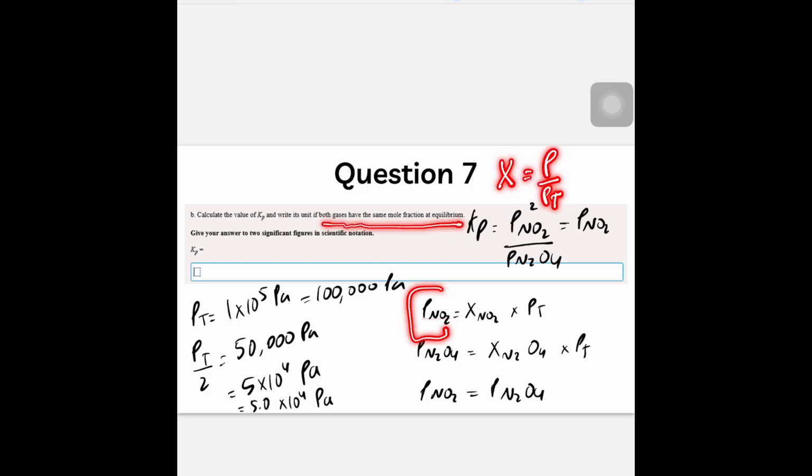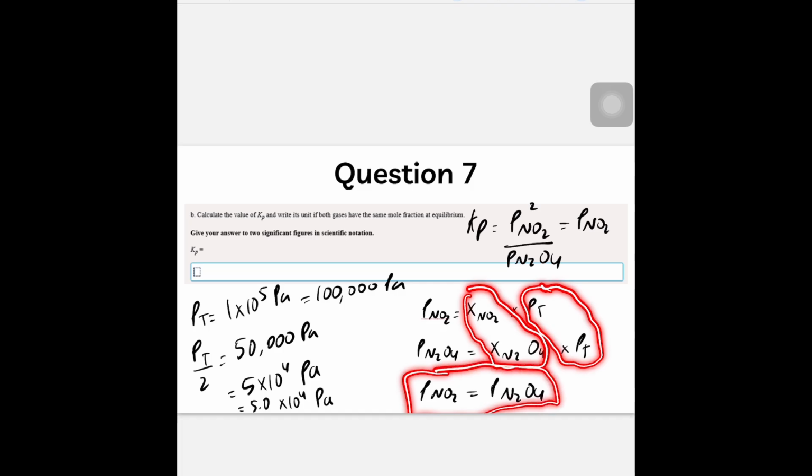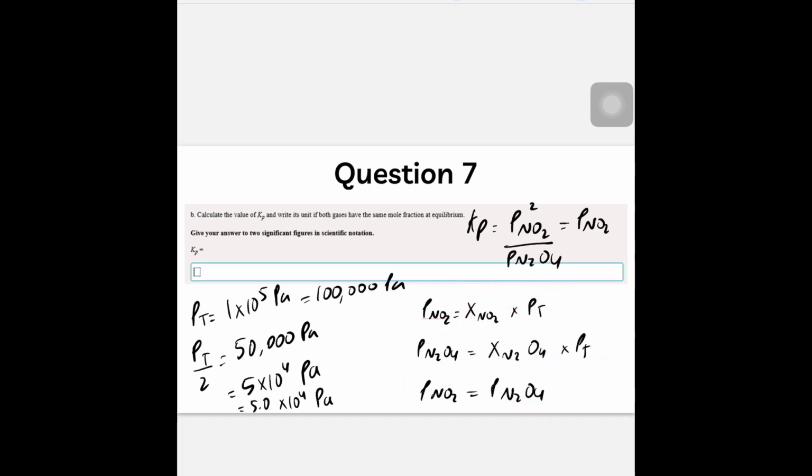So P of NO2 is equal, if I do a cross multiplication, P of NO2 is equal to the mole fraction of NO2 times the P total, and the pressure of N2O4 is equal to the mole fraction of N2O4 multiplied by P total. Now, since these two mole fractions are equal and the P total is the same, the pressure of NO2 is equal exactly to the pressure of N2O4. So instead of writing this, I can write P squared of NO2 over the pressure of NO2, and I can cancel them, and I will get the pressure of NO2.